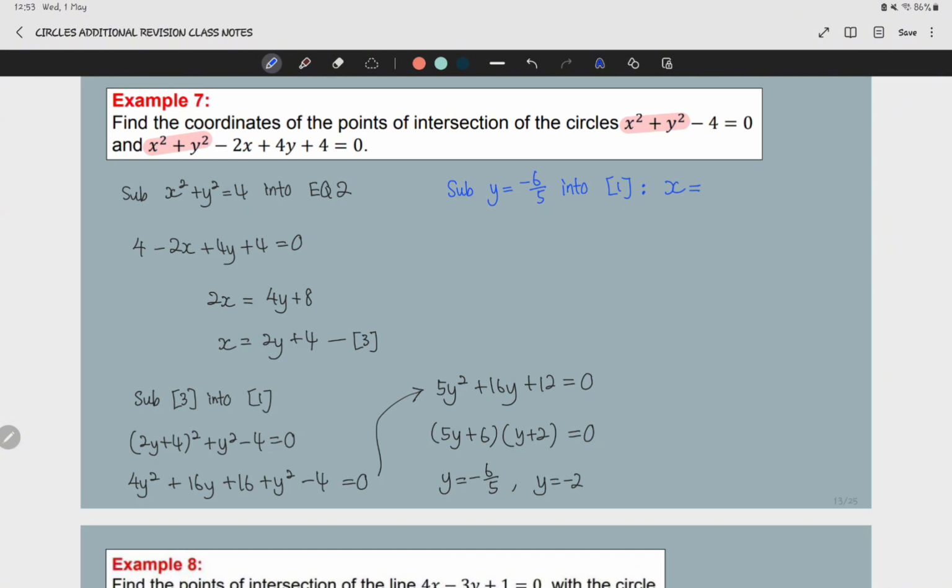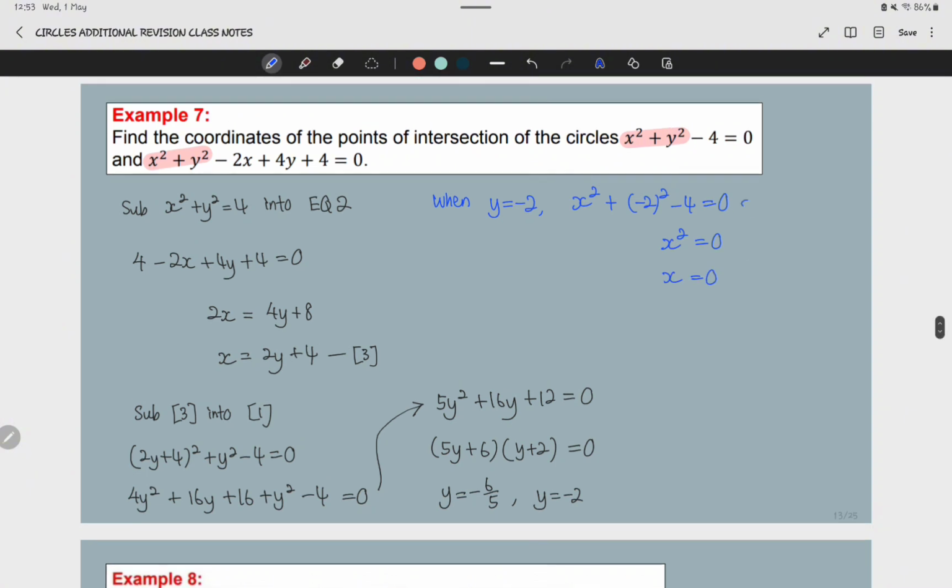So solving it, once you get that, you substitute the values into either one of the equations. Let's say x squared when y equals negative 2. So x squared plus negative 2 squared minus 4 equals 0. So x squared equals 0, 4 minus 4, so x equals 0. So we have one point here. The first point we have is 0, negative 2.